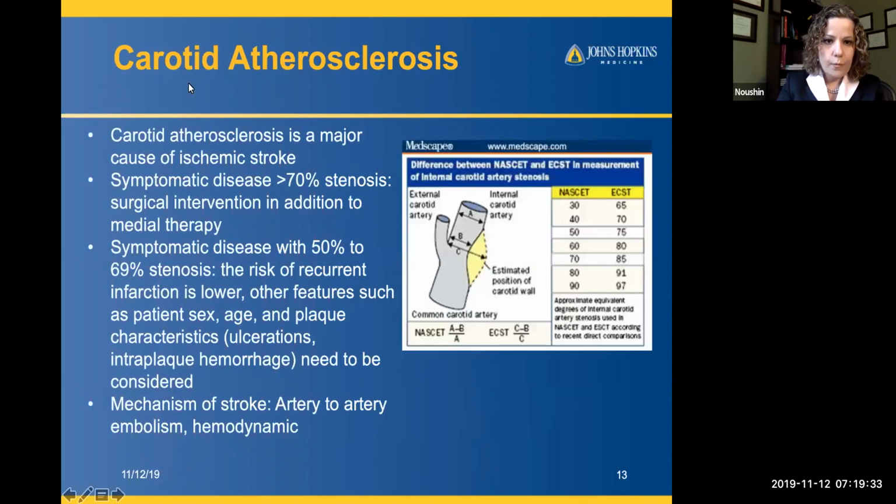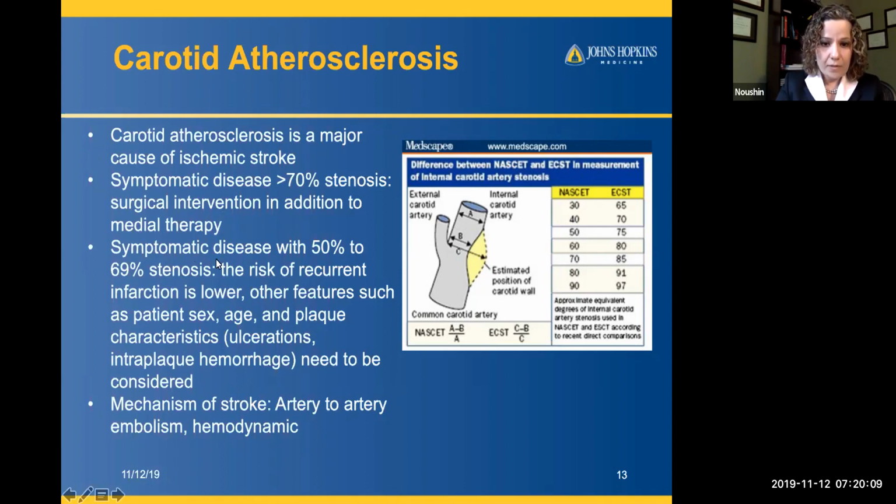Let's start with carotid atherosclerosis. This is probably one of the most common things we see as neuroradiologists. It's a major cause of ischemic stroke. If the patient has symptomatic disease, meaning they had an infarct, and they have greater than 70% stenosis based on NASCET criteria, the patients are essentially treated with carotid endarterectomy in addition to medical therapy because they have higher risk of recurrent strokes.